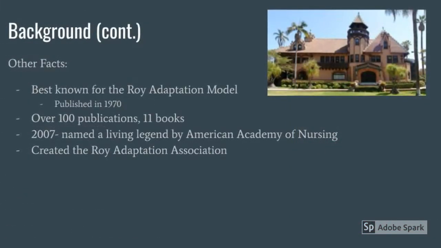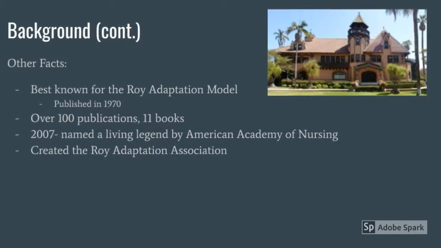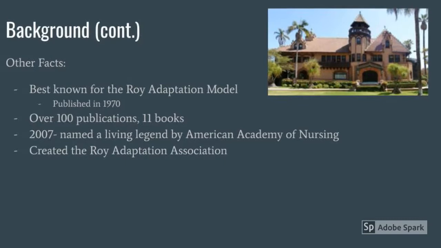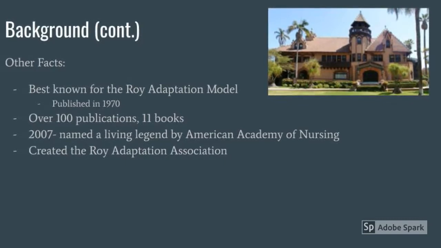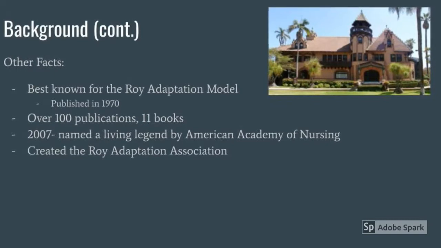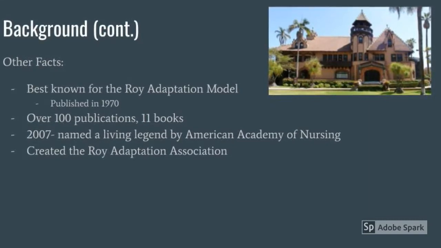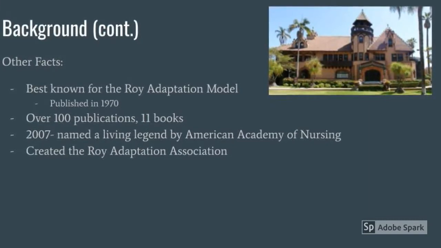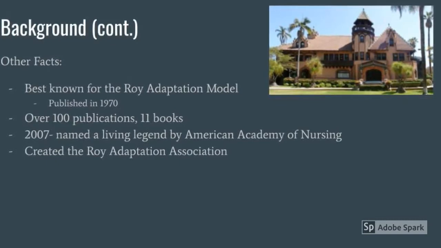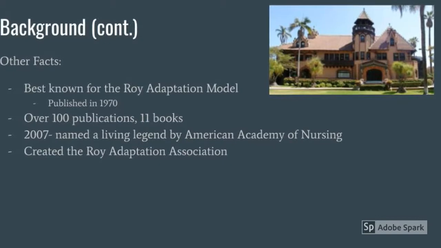Sister Calista Roy is best known for creating the Roy Adaptation Model. Since developing this model, she has had over 100 publications, including 11 different books. In 2007, the American Academy of Nursing named her a living legend. She also established the Roy Adaptation Association. This is a society of nurses who seek to advance practice and knowledge based off the Roy Adaptation Model.